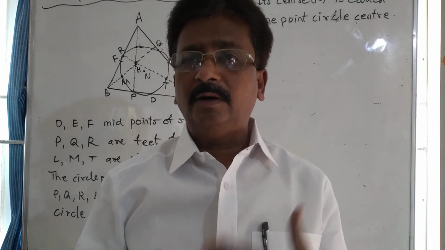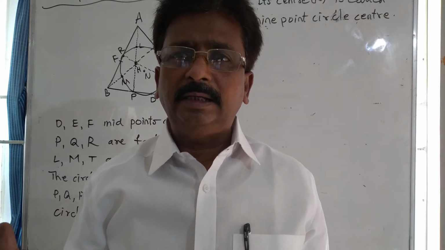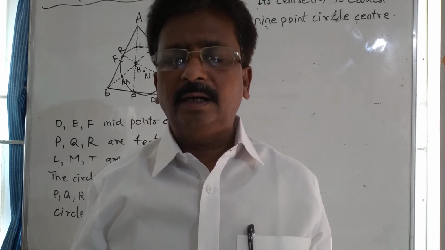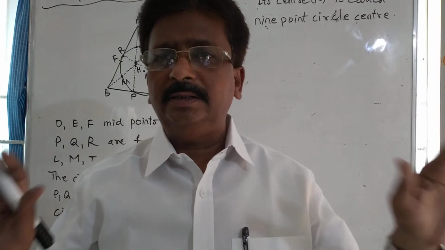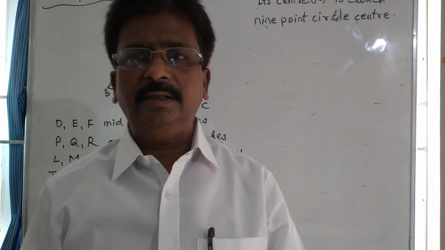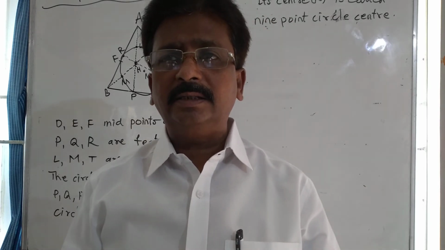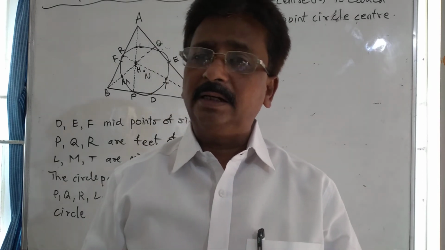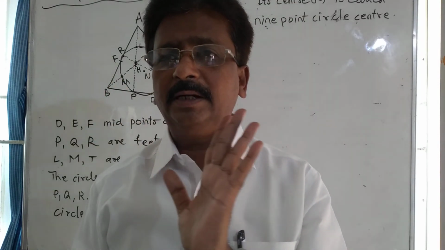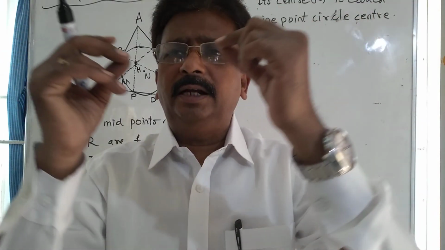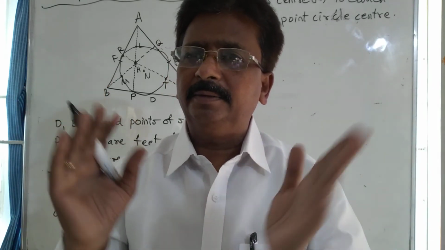Next step, problem. Now, is it possible to find the 9-point circle center? Is there any formula or any procedure? No formula, no procedure to find the 9-point circle center. And is there any special property? If the triangle is the equilateral, the 9-point circle center becomes the centroid. All the points coincide at the centroid whenever the triangle is equilateral.